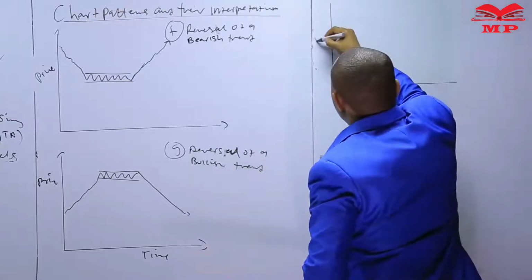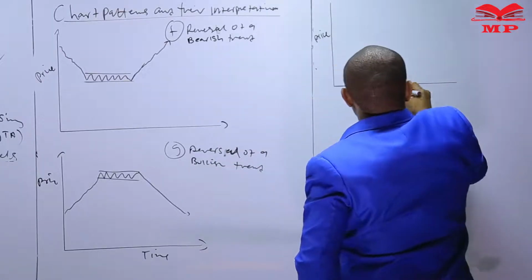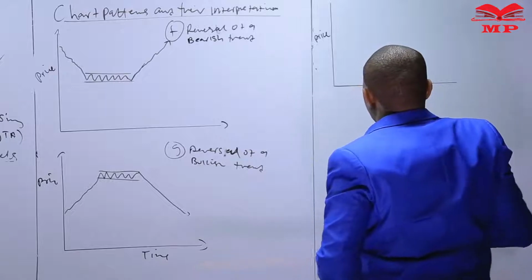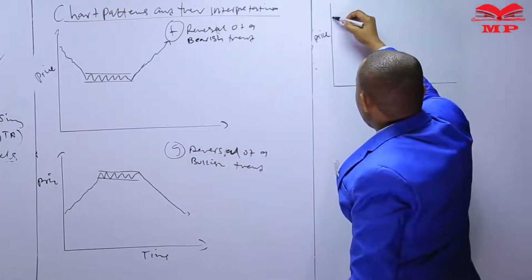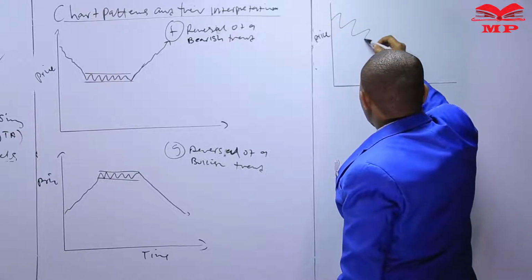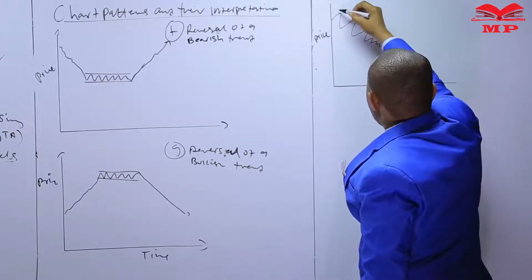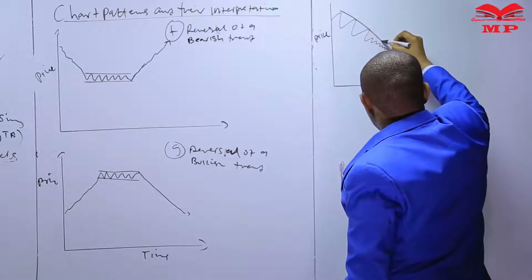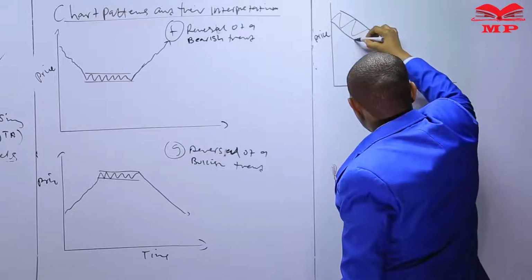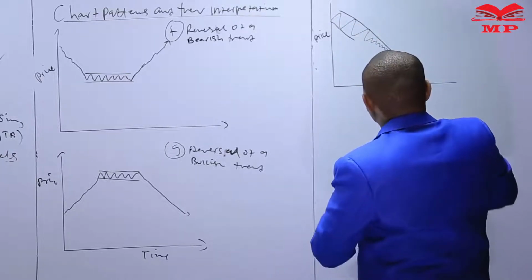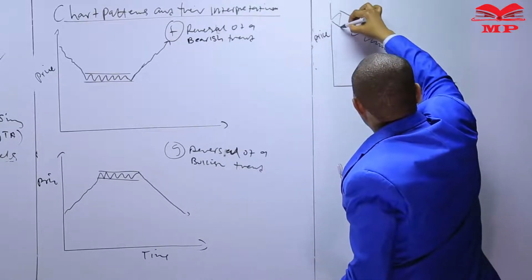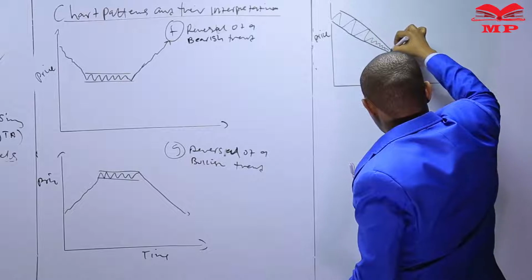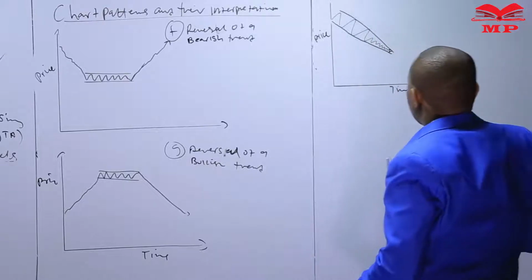This is still price. This is time. Now you have the security prices moving like so, where you'll have it moving, narrowing down towards a point. Have it move in that direction over there as a wedge.